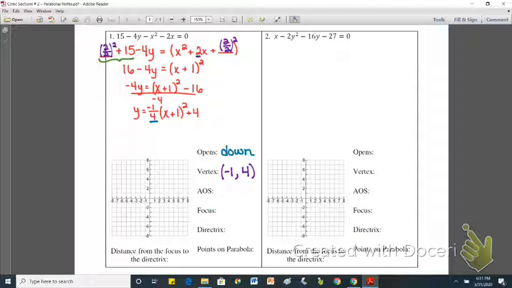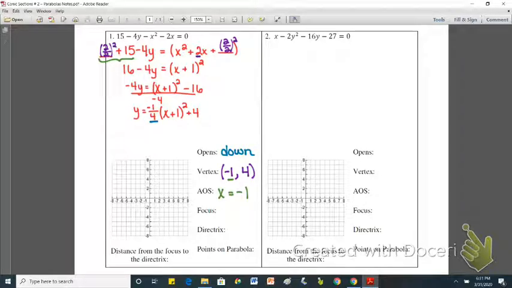Axis of symmetry: since this is a vertical parabola, my axis of symmetry is going to be vertical. So it's going to be x equals whatever the x coordinate of my vertex is, -1.